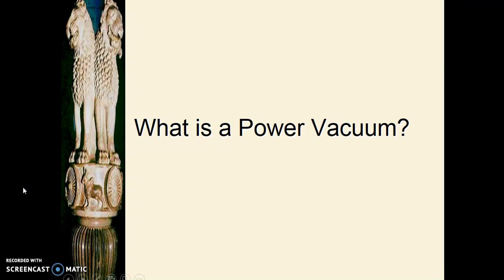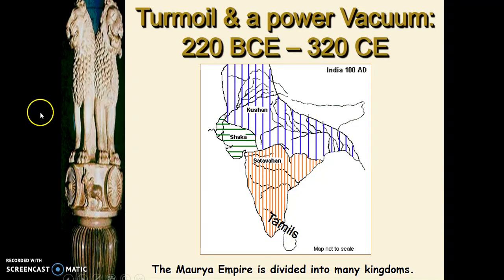Pause it here for a minute if you need a second to write that down. So during this turmoil and power vacuum, this happens between 220 BCE and 320 CE, the Mauryan Empire is divided into many kingdoms, as you can see here on this map. So just write down that the power vacuum causes the Mauryan Empire to be divided in different kingdoms.